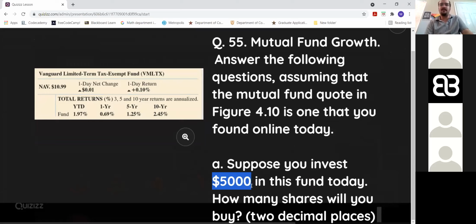Okay, so this one is simpler than finding that. Vanguard Limited Term Tax Exempt Fund. All right. There's your ticker symbol for it. This is how much your mutual fund is worth now. So if we have $5,000, how many of these are they shares? Yeah, they're also called shares. How many shares of this mutual fund would you have? And they want us to round it to 2 decimal places. If you have this amount of money and each one of them costs this amount, how many of those are you going to buy? And you can buy fractional shares.